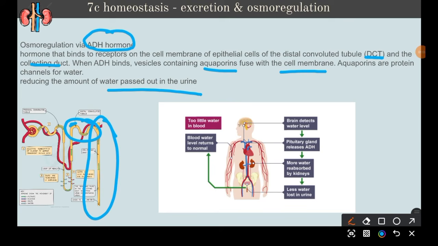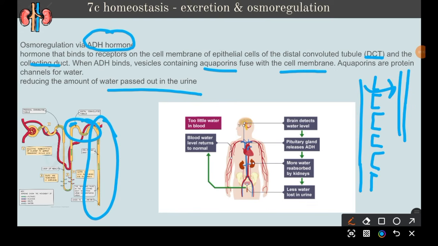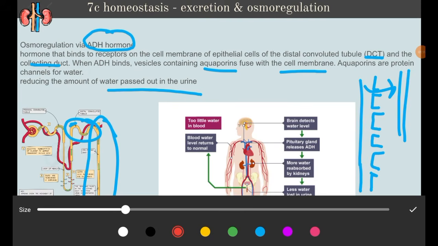So they're more permeable to water. Imagine here, this is the collecting duct, and it has little channels of water. When the ADH arrives, those channels open, so the water can leave and enter the blood. Okay, I should probably go to red for this.